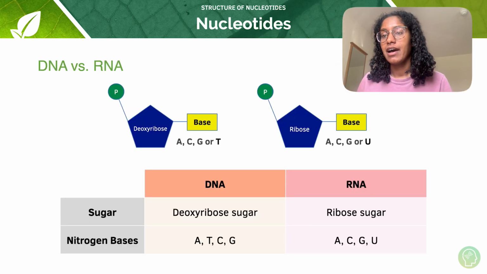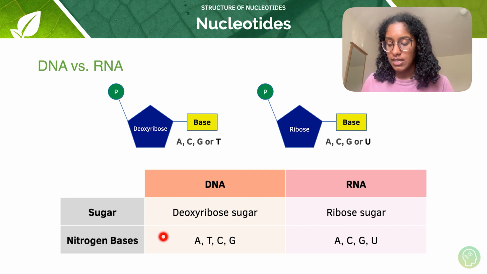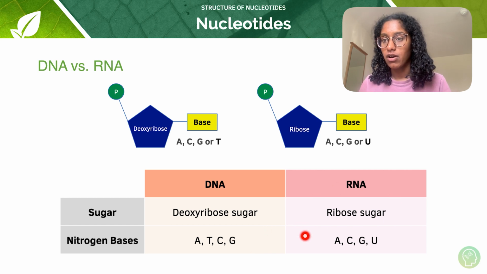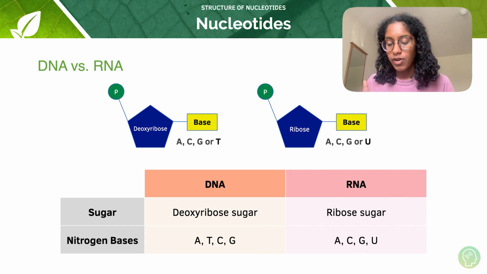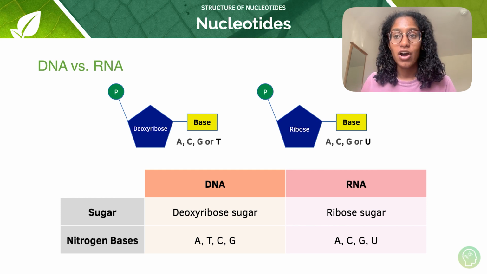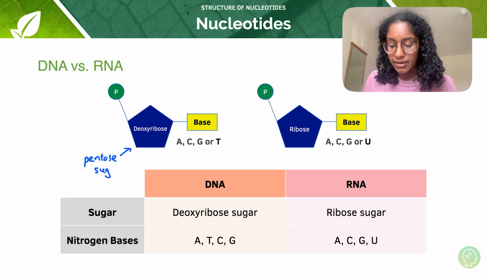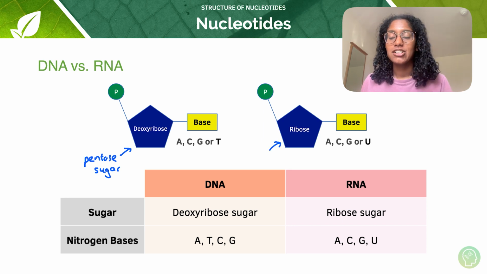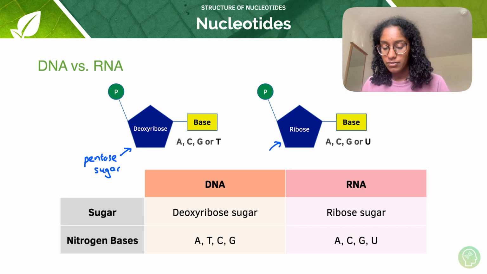Now let's have a look at the difference in the structure between DNA and RNA. You can see that this is our column for DNA, this is our column for RNA. The first thing that differs between DNA and RNA is the type of sugar. Remember, we said that this is our pentose sugar. They both contain pentose sugars, but they each have slightly different pentose sugars. DNA contains a deoxyribose sugar, and remember that's in the name, deoxyribonucleic acid.